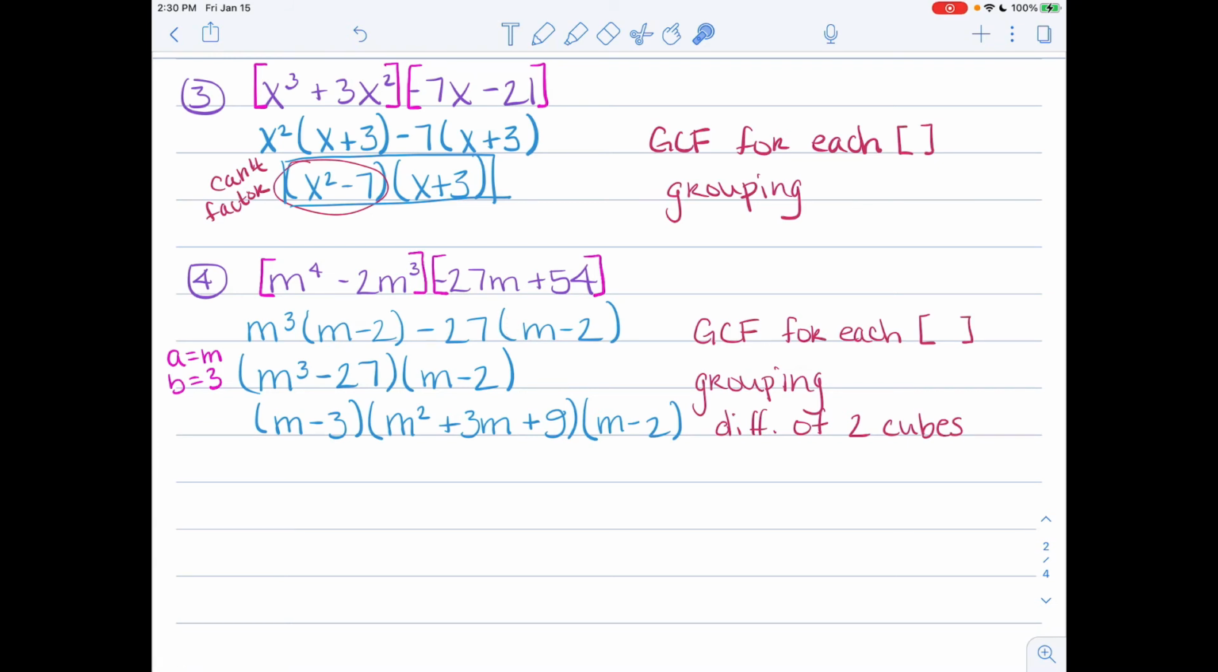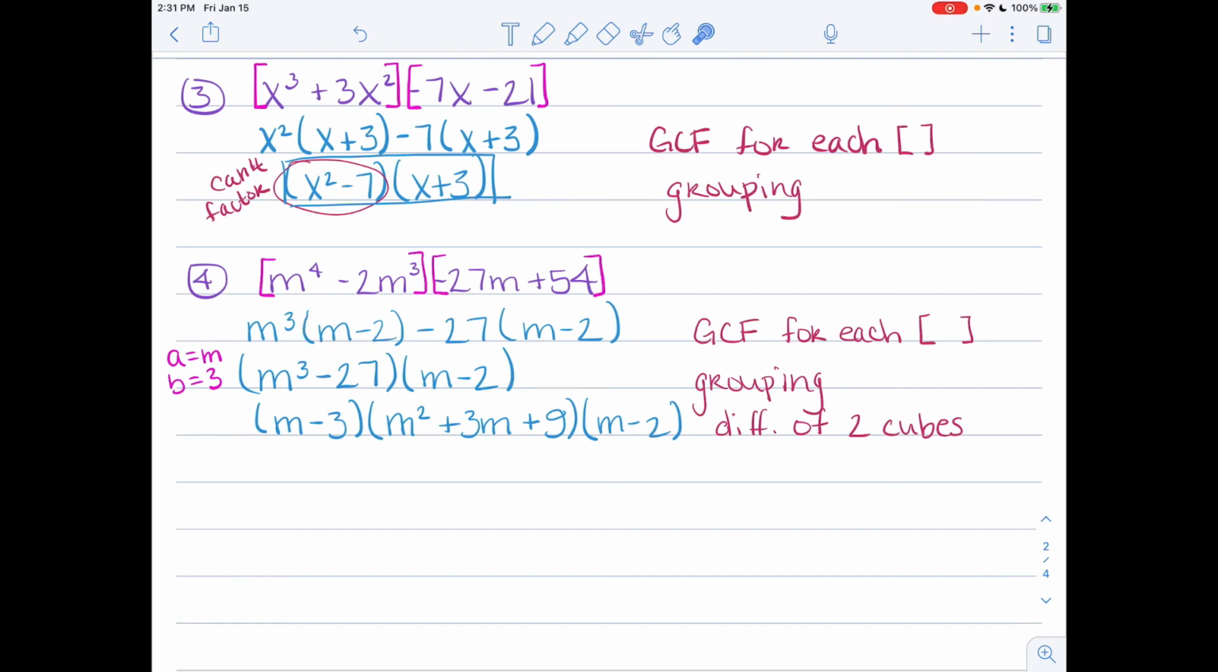Be super careful here. We've taken out a negative 27, and so this becomes a negative sign. Remember that you should be able to do this distribution and get back to what you had. I have negative 27 times m, negative 27m. Negative 27 times negative 2 will give me that positive 54 that I started with. Once I factor out my GCF, I combine the m cubed and the negative 27 into one term, and then I do m minus 2.